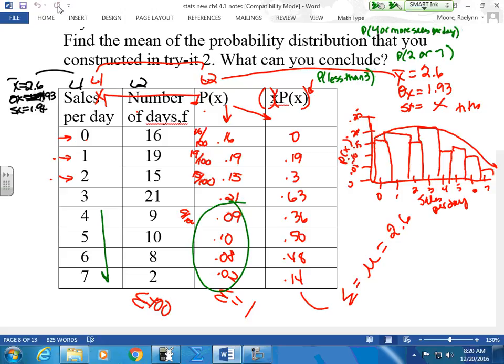What do I have to add? Do I count 3? Nope. 2 or less. So I come over here and I add these up. There's a pretty strong probability that he'll make 2, 3, or less than 3, right? 50%. That's a pretty strong probability. Okay. So you can use this chart to figure out your probabilities. Make sense?